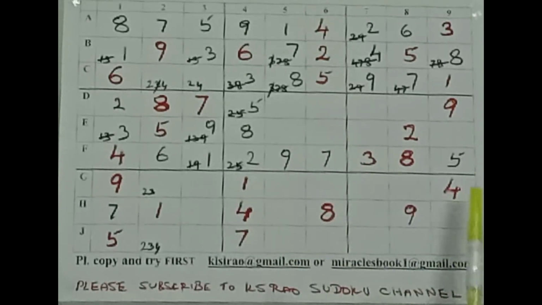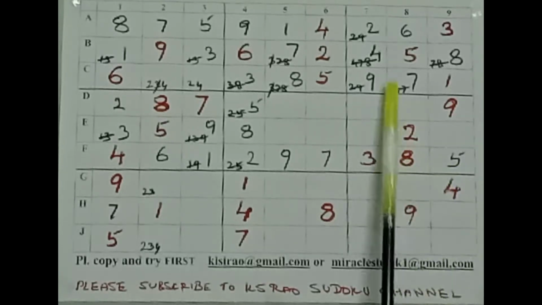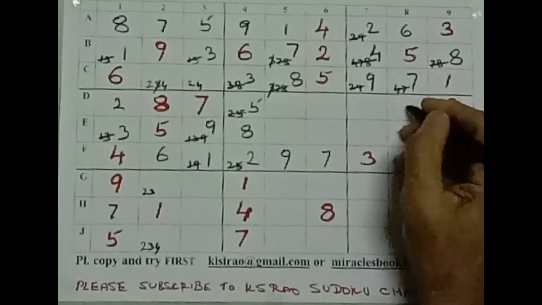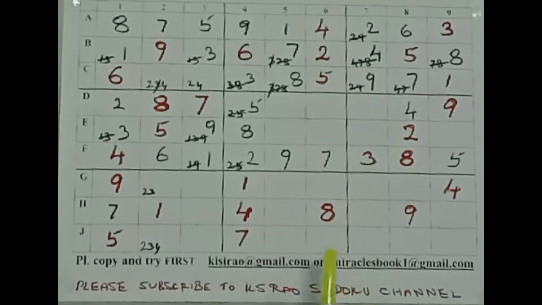Now let us look at this box. See, we have a 4 above and a 4 below here, in this column and this column. That means in this box, that's the place for number 4. And what about these 3 cells? We require 1, 6 and 7.